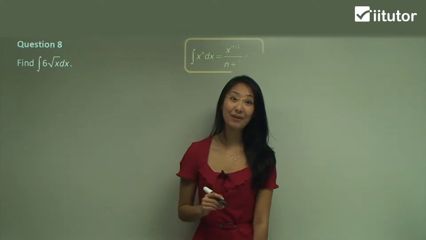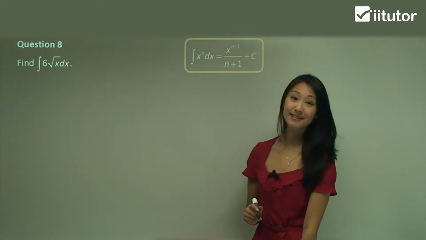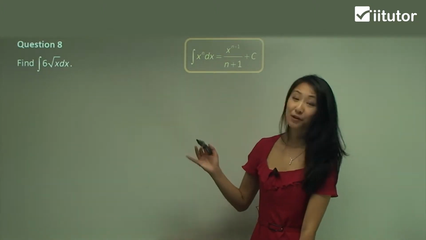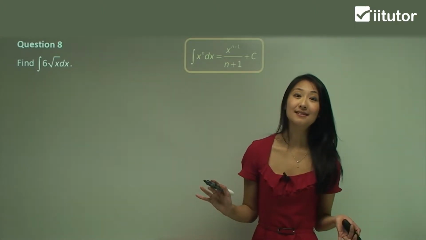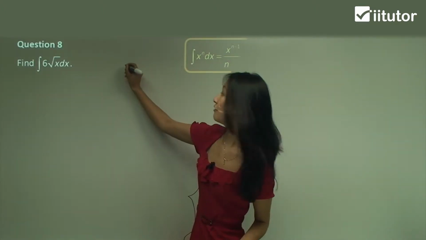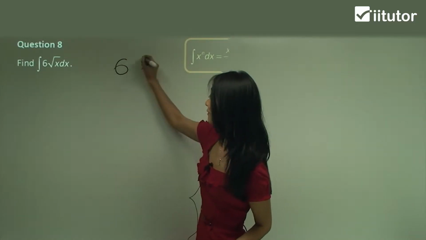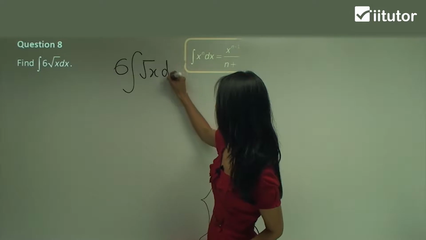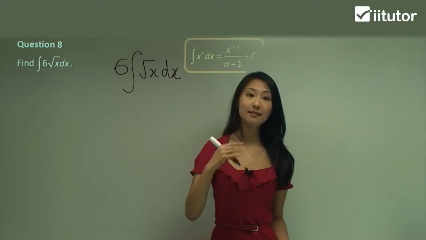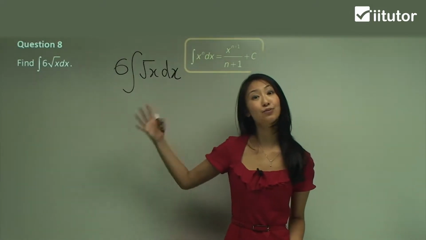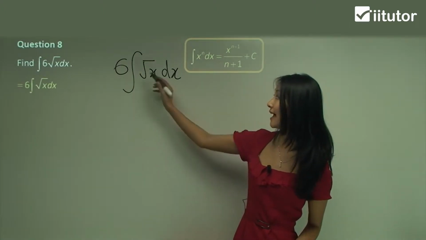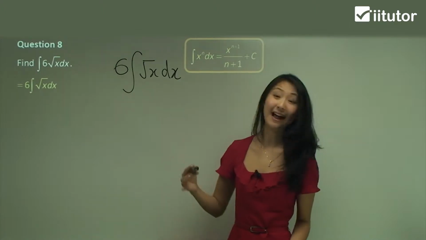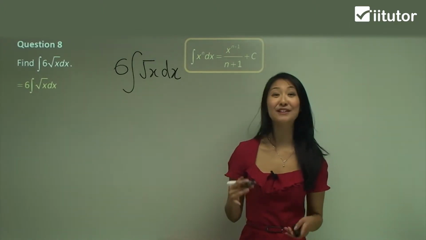So in question 8 we want to find the integration of 6 square root x dx. Now, before we move on to the square root, we just have to consider the 6. So I've been teaching you so far that we move the 6 to in front of the integration like this. But if you can think of this in your mind, you don't need to write out this step. You can just think of it as 6 multiplied by that later on. So it's really up to you if you want to write out this step or not. Okay, now let's deal with the square root.